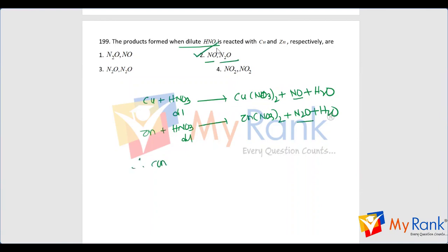But if we take concentrated HNO3, which one does it always give? NO2 will be given here. So dilute HNO3 gives NO with copper and N2O with zinc, but when you take concentrated HNO3, NO2 is produced. Okay.